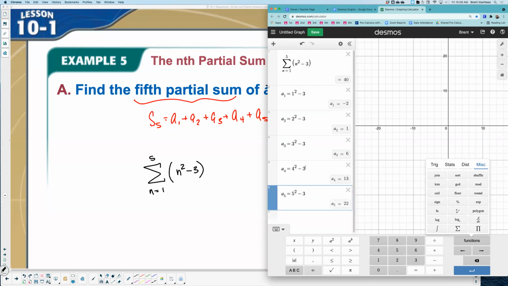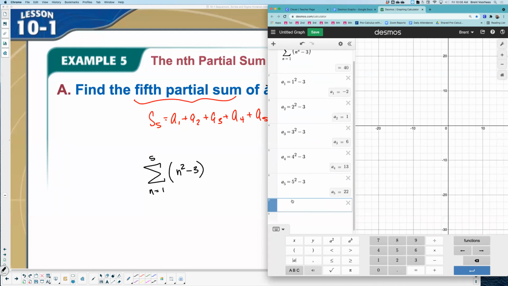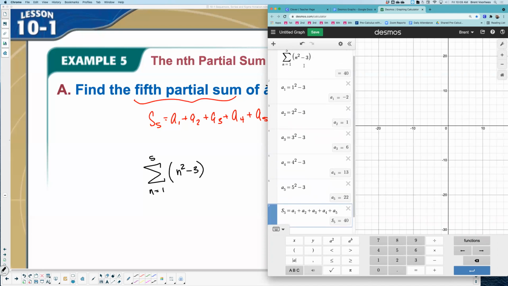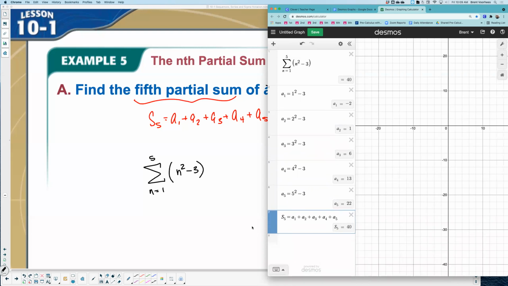Now the calculator does this really fast for us. What it does is it takes in all these numbers and it adds them up. So like I said before, the sum, I'm going to do capital S, shift, minus, then a 5. That equals A1 plus A2 plus A3 plus A4 plus A5. You see how it says that was 40? That's exactly what the calculator told us up there. You see how that is also 40? Desmos did that really fast, did it not?